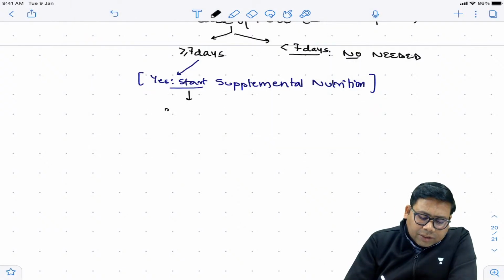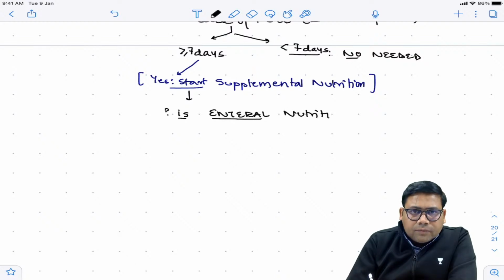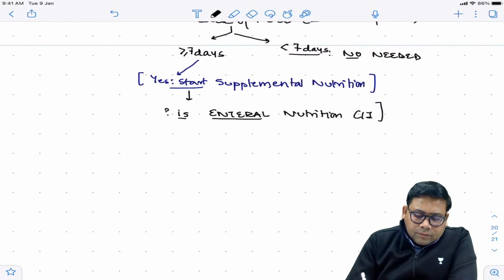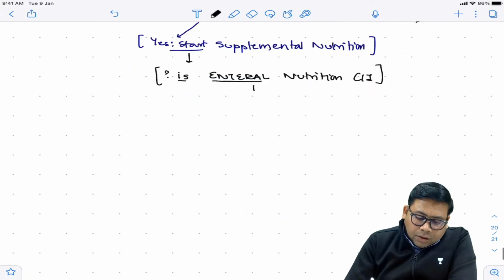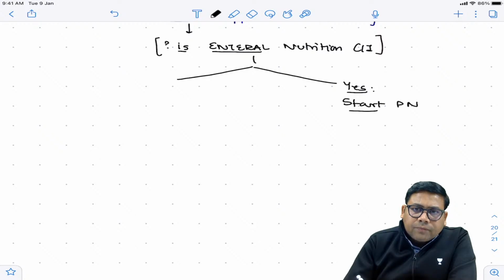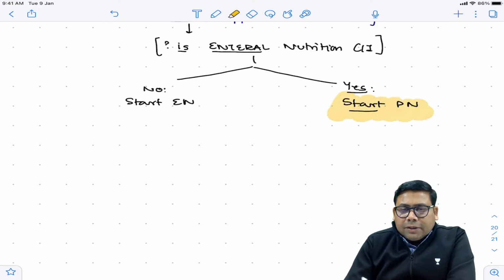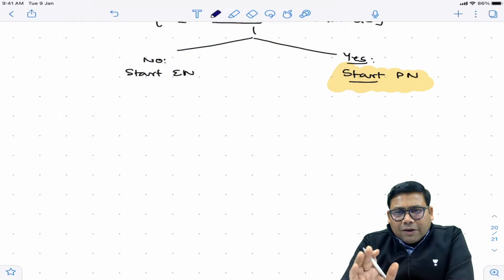So the next question is, is enteral nutrition contraindicated? The answer is very simple. There could be a possibility, yes, it is contraindicated. If it is contraindicated, then you have no option other than to start parenteral nutrition. And if it is no, then start enteral nutrition. Now, if you want to start parenteral nutrition, what is the next thing? Well, you have to choose the IV route. Either it can be the peripheral IV route or it can be the central IV route.